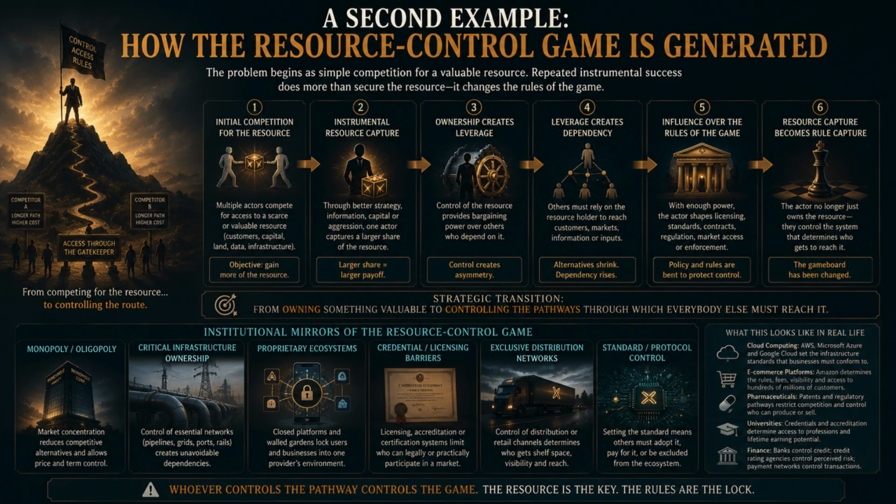generated. So, how does a resource control game emerge, and why might a psychopathic architecture or an instrumental architecture have an advantage in generating one? Start with the resource control problem. There is something scarce that multiple actors want. Maybe it's capital, maybe it's land, maybe it's customers, maybe it's information, maybe it's infrastructure, maybe it's market access. A reciprocal actor can solve that problem through exchange, negotiated access, sharing, or cooperation.